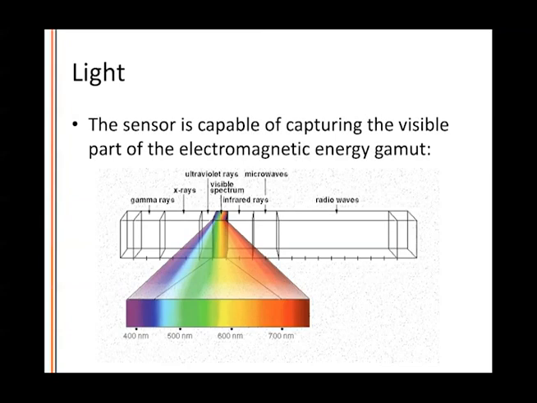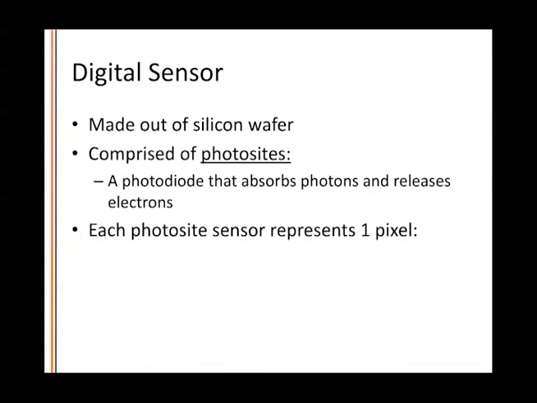And so basically, what happens is it takes all this information from the visible spectrum and it puts it onto the sensor. And what your sensor is, it's basically a silicone wafer. And then on that silicone wafer are these tiny little things called photosites. And photosites are microscopic machines that absorb photons or light waves. And then they release them into the camera as electrons or electric waves, which then converts them into the photo that you capture.